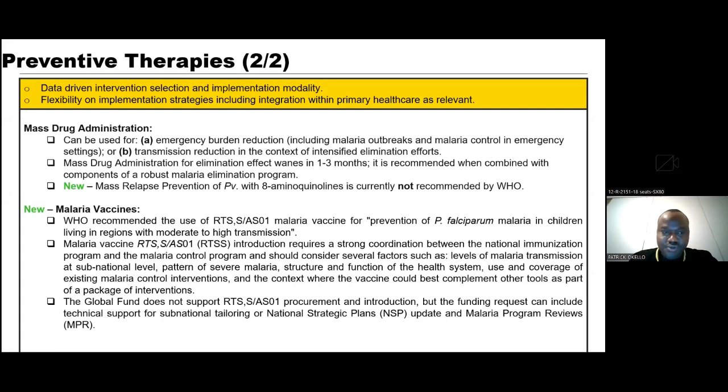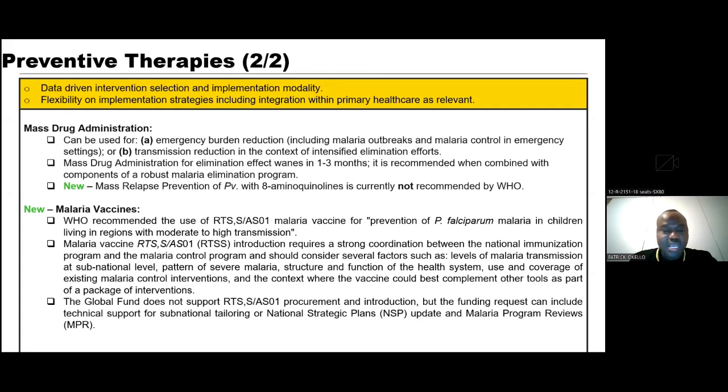What's new also is the RTS,S vaccine for malaria. However, in this cycle, Global Fund will not be supporting it. We're leaving it to our partner Gavi, who will work with you. However, we're happy to fund the other elements that you can use to support its introduction.